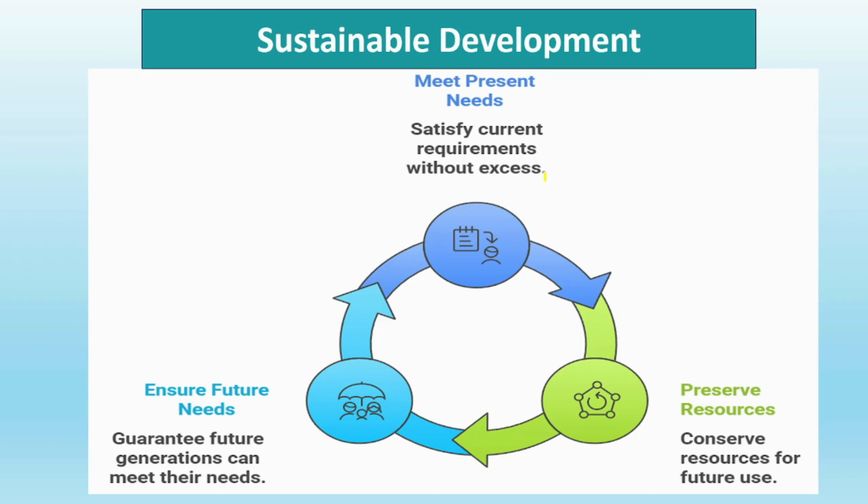Produce sufficiently as required. It ensures the future needs. It guarantees the future generations can meet their needs. It preserves the resources. It conserves the resources for future use. So these are the three major dimensions of sustainable development.